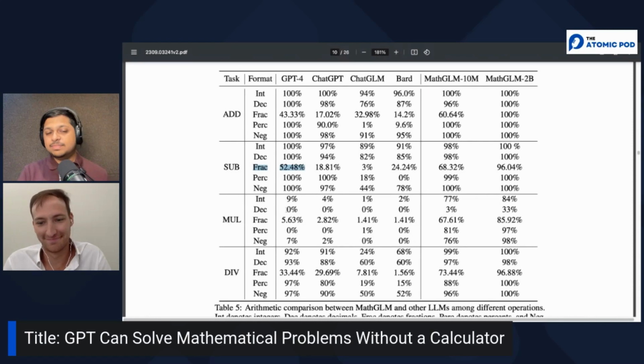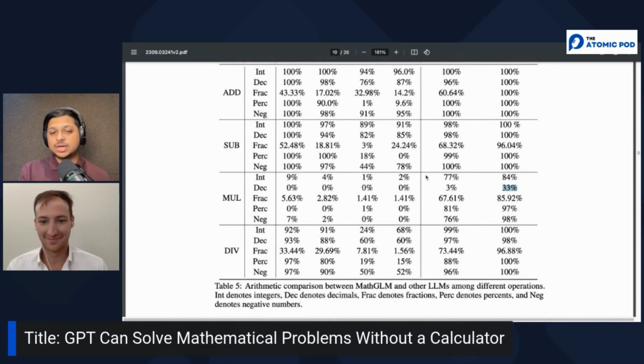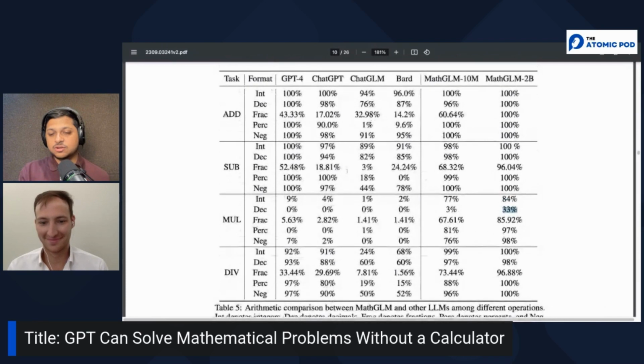Right. Then if you look at multiplication with decimals, they have zero accuracy. That's crazy. Even with this MathGLM, which has 2 billion parameters, which is again a very big thing, they still were able to achieve only 33% accuracy. So this is a difficult thing. It's like you teach a linguist to perform math operations without giving the person any rules about how math works. Like, what is 10 minus 3? This guy can only look at the linguistic part of it. So that becomes very difficult, especially when you look at Bard performing division of fractions at 1%. That is honestly crazy.